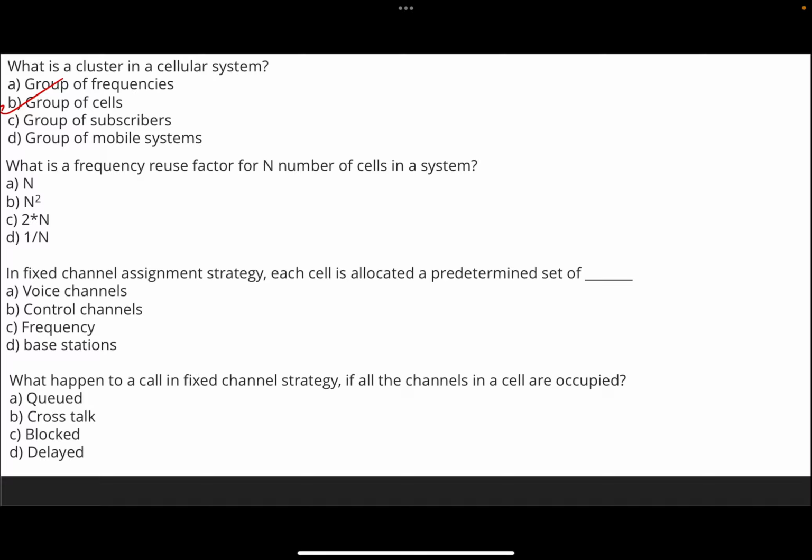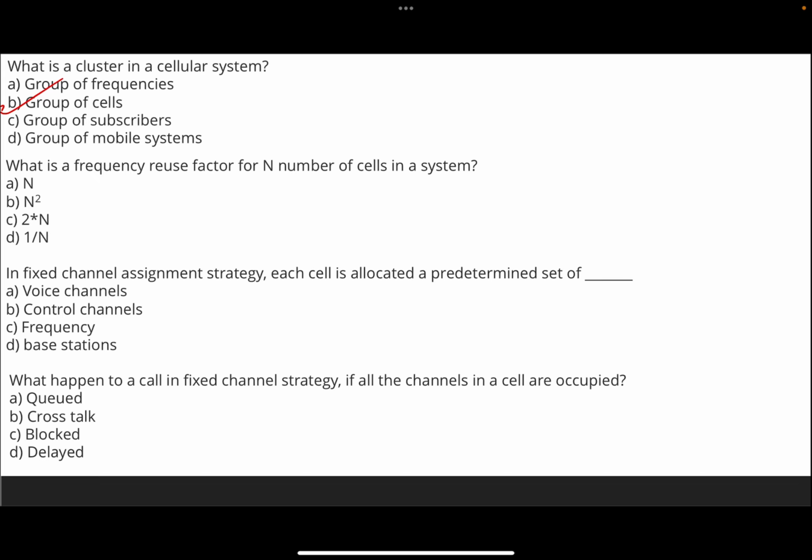Clusters are the basic unit of frequency reuse, helping to maximize spectral efficiency while minimizing interference. A cluster represents a set of cells that together use all the available spectrum frequencies before this pattern is reused. So, a cluster is a group of cells.